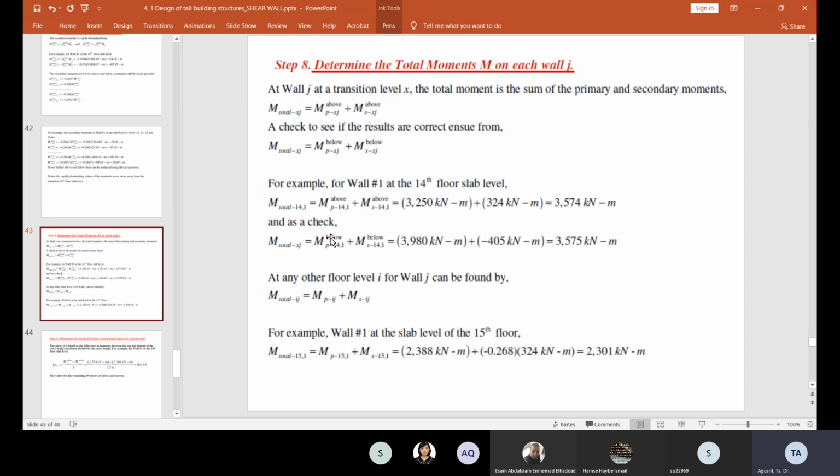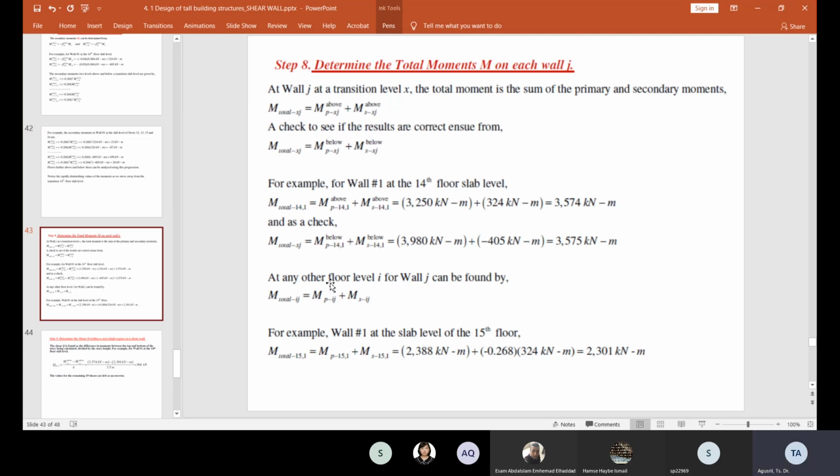And then after that, for wall number 1 for floor 14, we have the moment above 3250, for primary, and secondary 324, and then we have 3574. And then to check whether the calculation is correct or not, we check the total moment by using the moment below. So we have this 3980 minus 405, so the same value 3575. So this calculation is correct because we can see that the total moment from the above and below is the same.